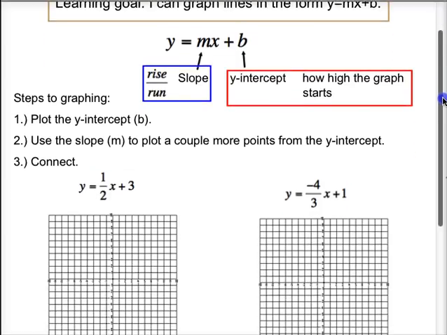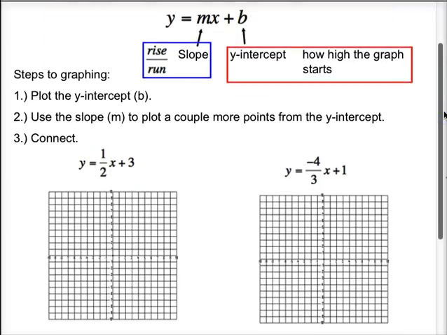So I want you to remember y equals mx plus b, okay? You've heard this probably since the 7th or 8th grade. You've been introduced to this. Now remember the y-intercept. That is going to be where your graph starts, okay? How far up or how far down it starts. And that is that b value, that number by itself. The slope, the number with the x, that is going to be your rise over run.